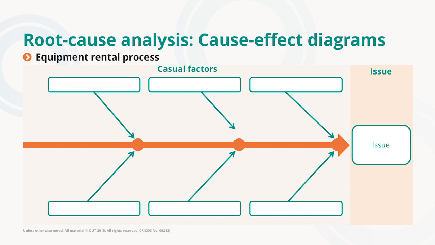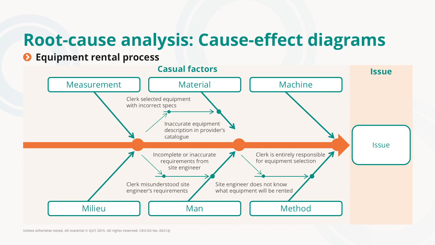The cause-effect diagram describes potential causes in terms of 6 categories, all starting with the letter M: measurement, material, machine, milieu, man, and method. We may use these categories to brainstorm what could be potential reasons for the issue. For example, if we consider the category man, it may be all kinds of causes that are related to the people that are working in the process.